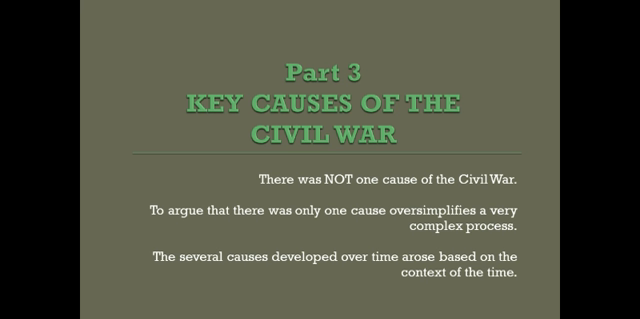So if you really want to understand the Civil War, and you do, you need to understand that this was a complex process. There was not one thing that caused it. To say it was only slavery or only sectionalism is historically dishonest at best, and absolutely factually inaccurate at worst. All right, so we're going to talk about all the major big picture key causes.